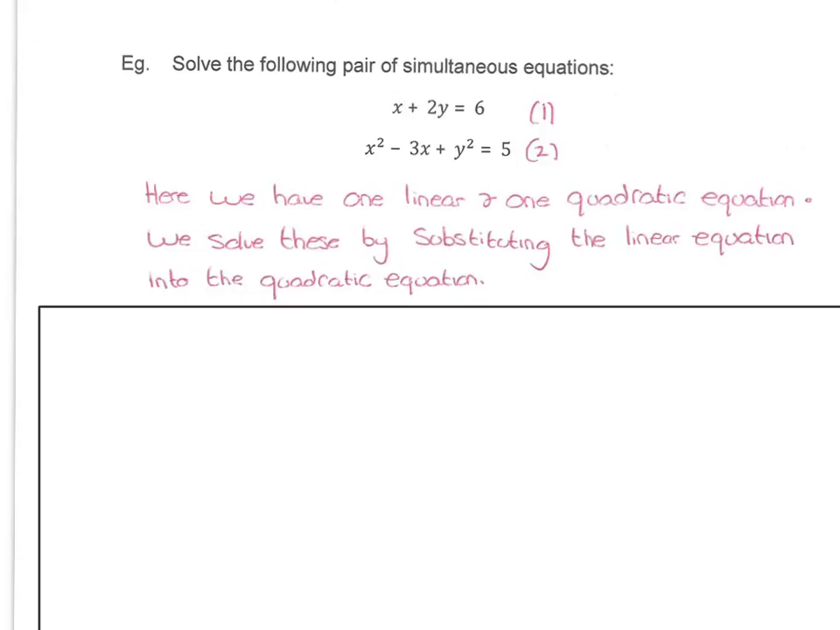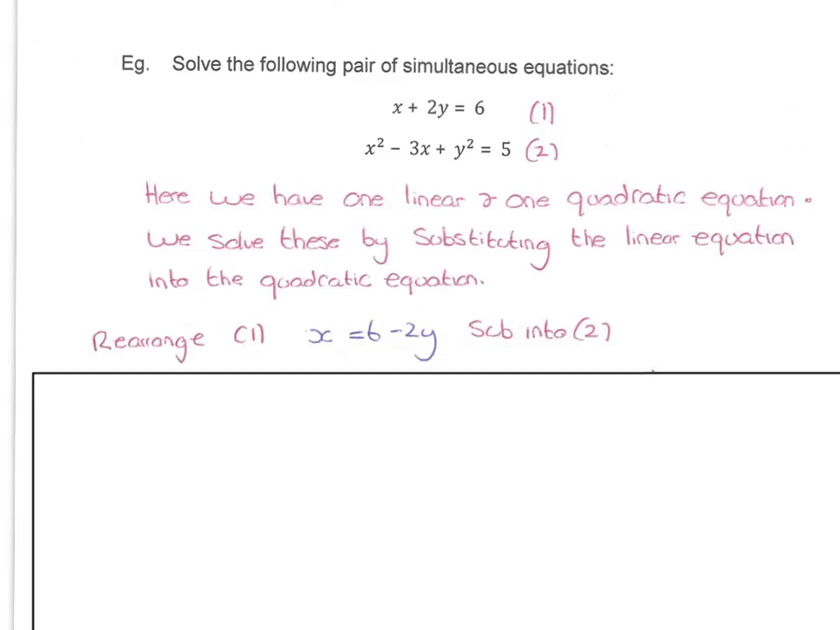Okay, this second example is slightly different from the previous one in that we're back to only having 2 simultaneous equations. However, one of them is linear, equation 1, and one of them is a quadratic, which is equation 2. When we encounter this style of problem, we solve them by substitution rather than elimination. So we find a value for one of the variables, either x or y, from the linear equation, and we substitute it into the quadratic equation.